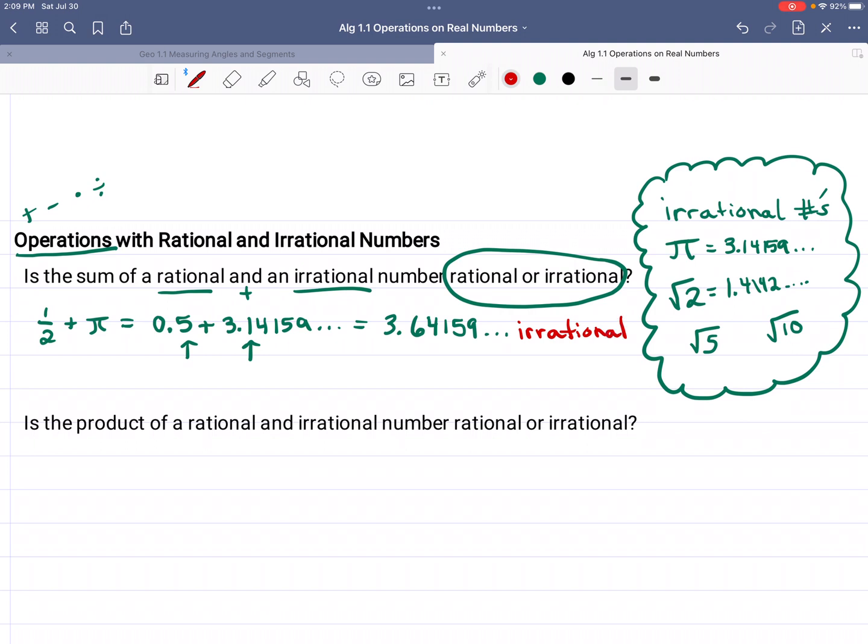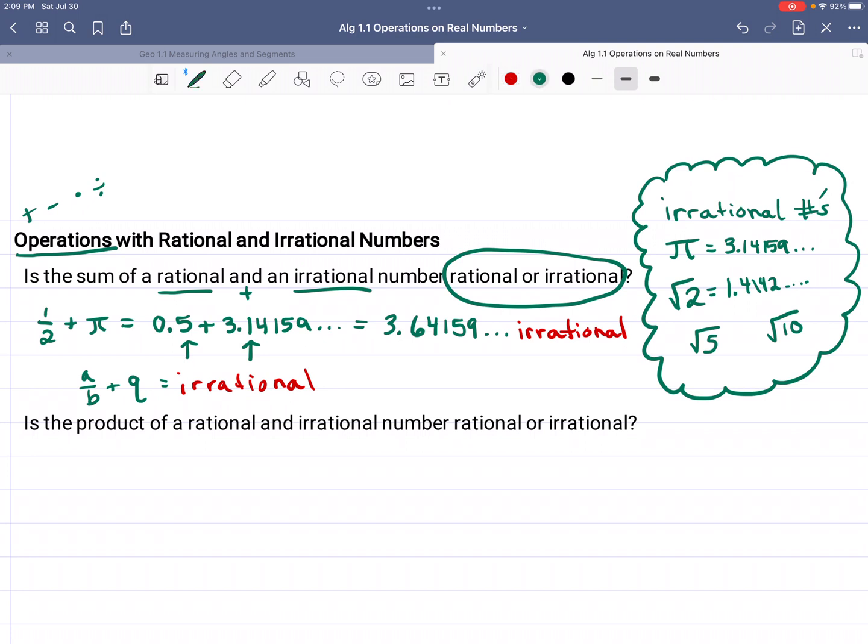And that will be true for any sum, because if you're adding, let's go back to our algebra. If we're adding the fraction a over b plus some irrational number, we'll say q, you're going to get something that has q in it. Like, there's no way around that. So it's going to be irrational. Always.